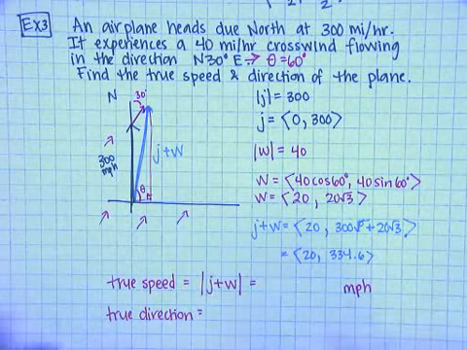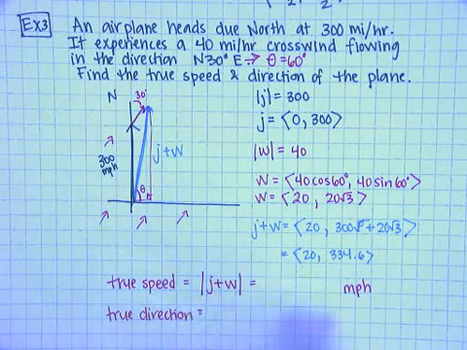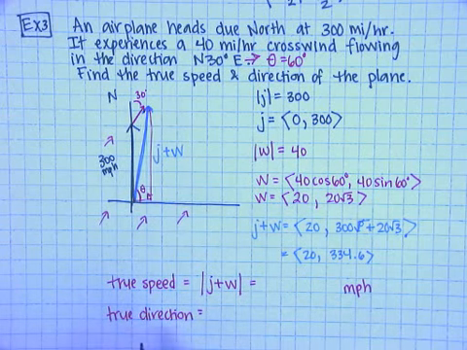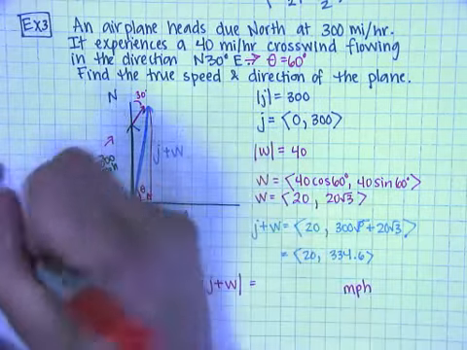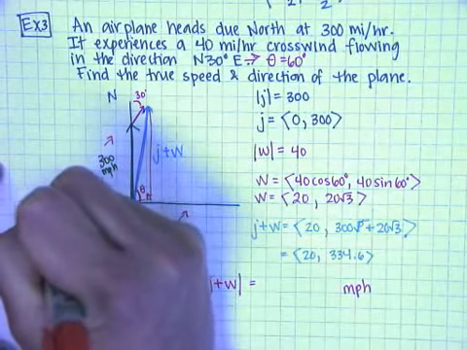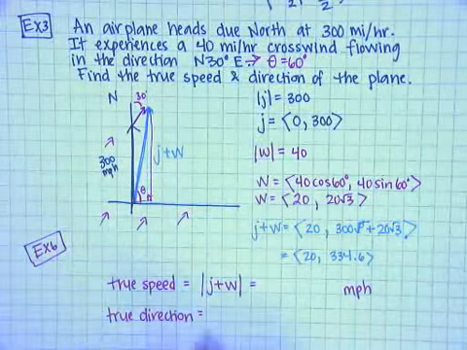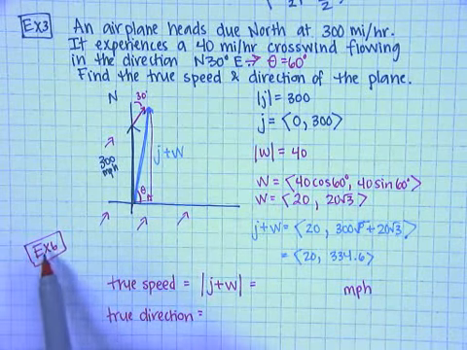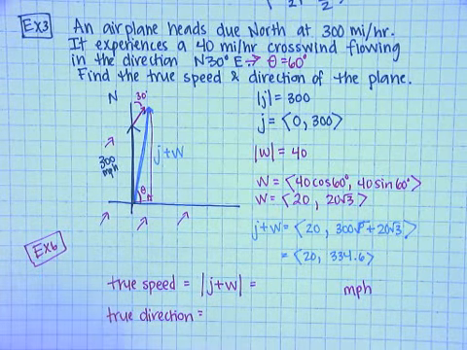I'm going to go ahead and let you guys finish out these notes. I'm going to have you find the true speed and the true direction of this airplane, and then you can check your answers in the textbook. In the textbook, this is technically example 6. So go ahead, try and do this on your own, and then when you do, look at example 6 and see if you were able to get the right answer.